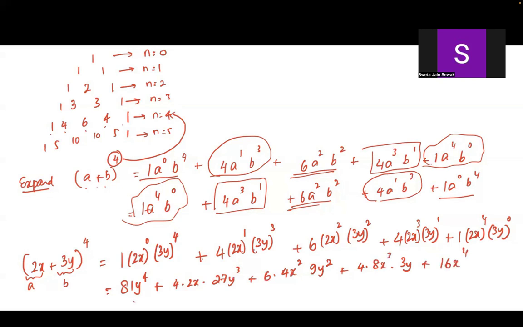Finally, simplifying everything, my first term is 81y to the power 4. The next term is 4 multiplied with 2 multiplied with 27. That's 8 multiplied with 27, xy cubed. So 216xy cubed.